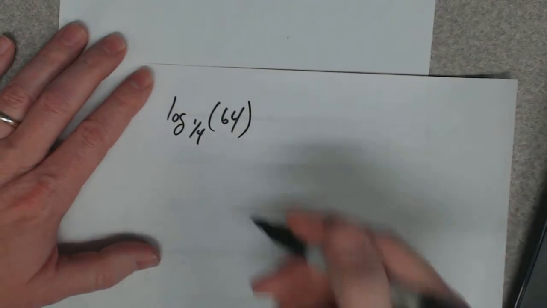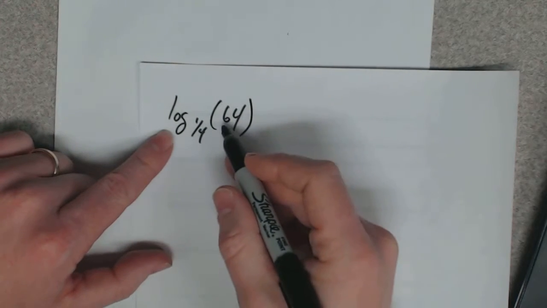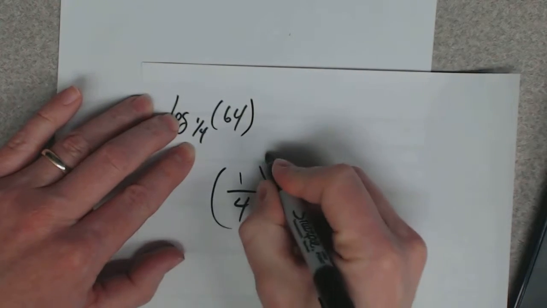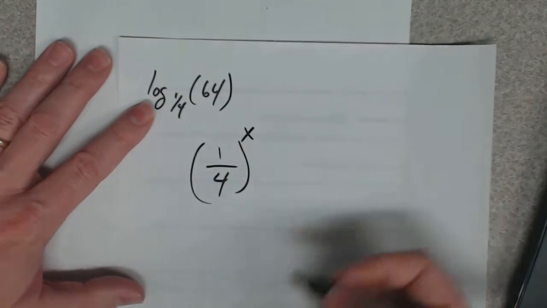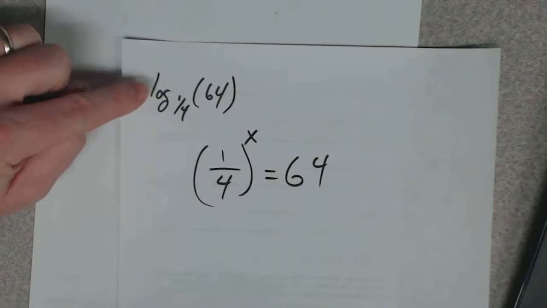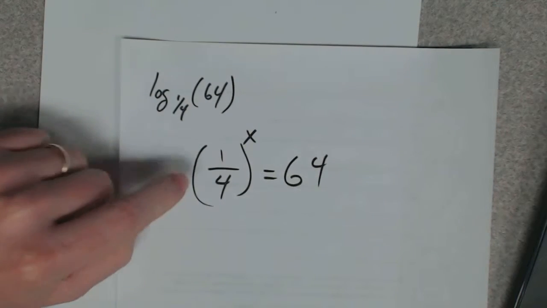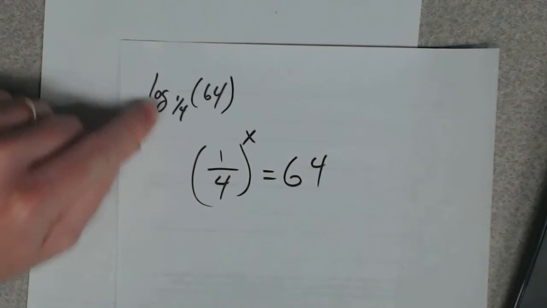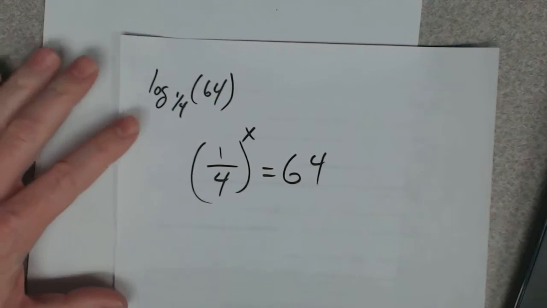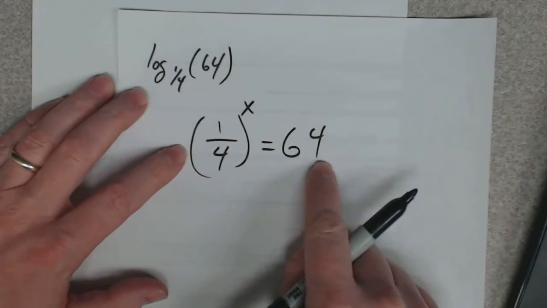Next one. Number 4. Rinse and repeat. Log base 1/4 of 64. 1/4 to some power is equal to 64. I'm just rewriting it. This is called a logarithmic equation or expression. This is an exponential equation. Logarithmic, exponential, exponential, logarithmic. We'll talk about that here in a second. So I've got it rewritten without the log, in exponential form.